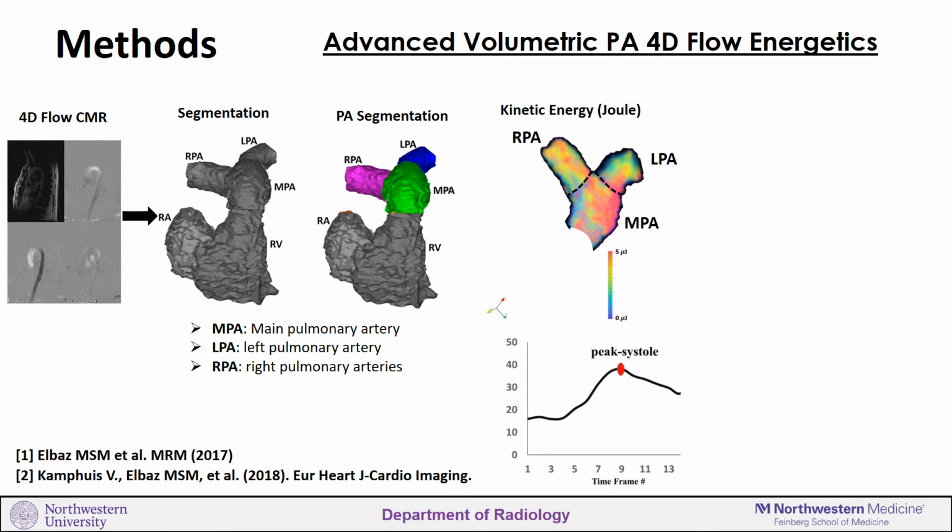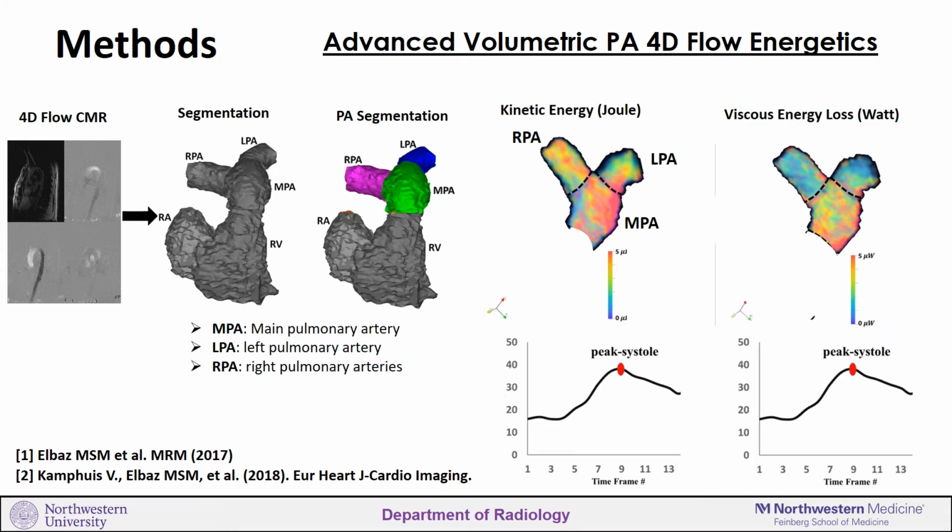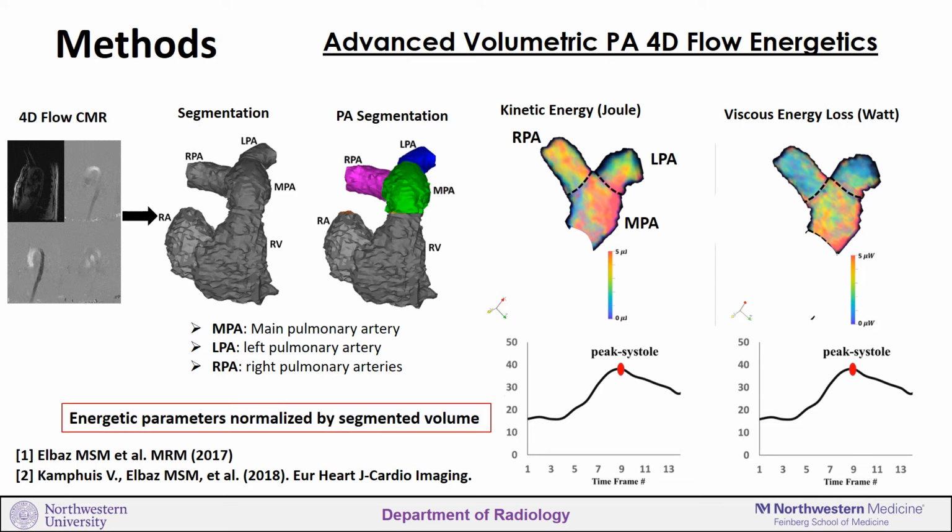After that, we compute per segment the voxel-wise kinetic energy mapping, and then we compute the total kinetic energy at each of these segments over the cardiac cycle, and from that we calculate the peak kinetic energy over systole per segment. We also computed the viscous energy loss rate, again voxel-wise, then the total viscous energy loss rate per segment over the cardiac cycle, and the peak systolic volumetric viscous energy loss. These are computed according to our recently published work cited here, and the measurements are normalized by the segmented volume to account for different sizes.